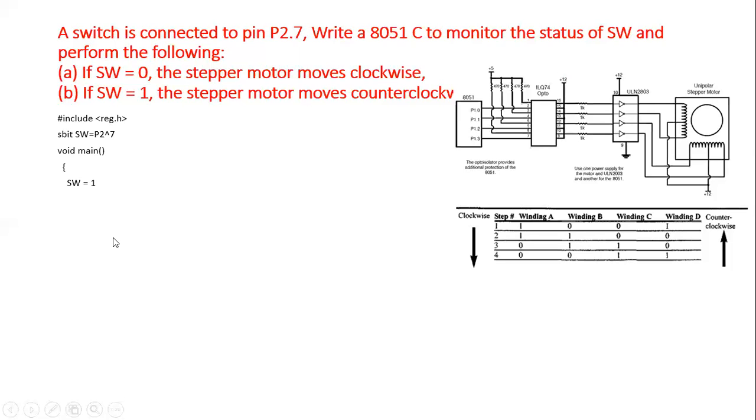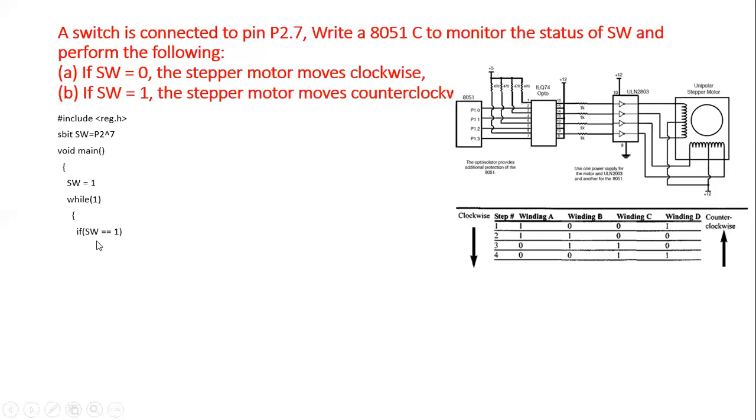After doing this, what do we have to do next? We cannot straight away run the motor. We have to check the status of the switch. After checking the status of the switch, we decide whether it's clockwise or anti-clockwise. This entire operation is going to be done continuously, so we have the while(1) loop that starts here. So then what do we do?